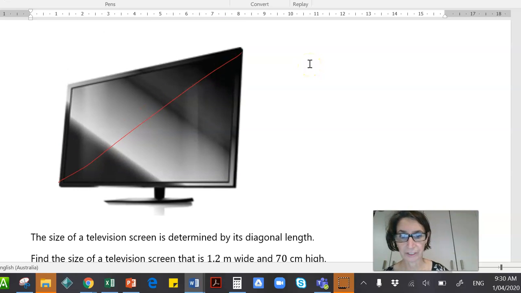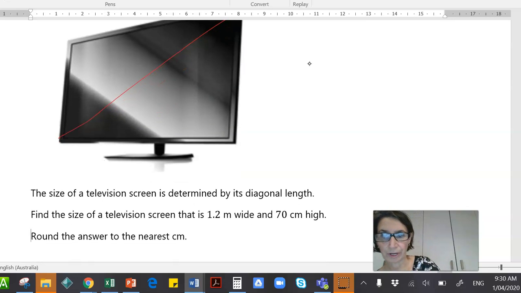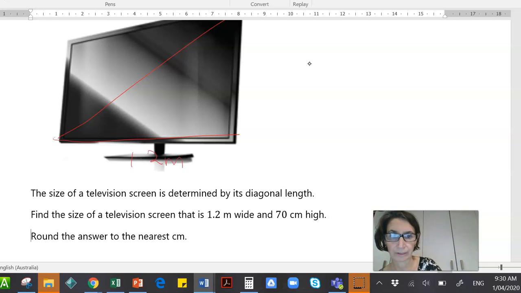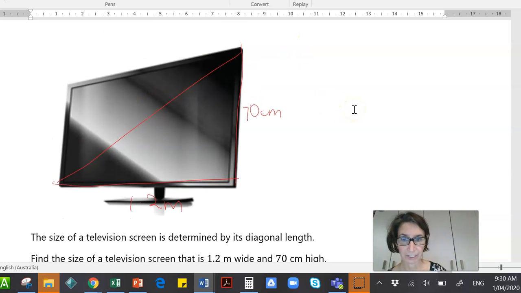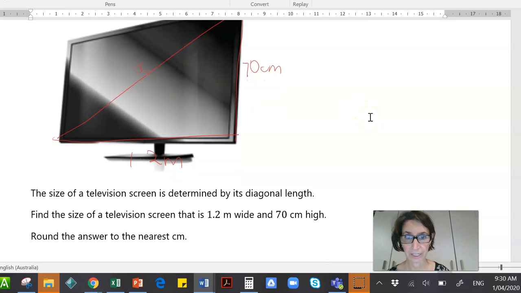Okay, so this television screen is 1.2 meters wide and 70 centimeters high. And the question is saying, please find the size of this television set, so that's the diagonal length. This is our unknown here, we'll call it x. Please find that and then round it to the nearest centimetre.